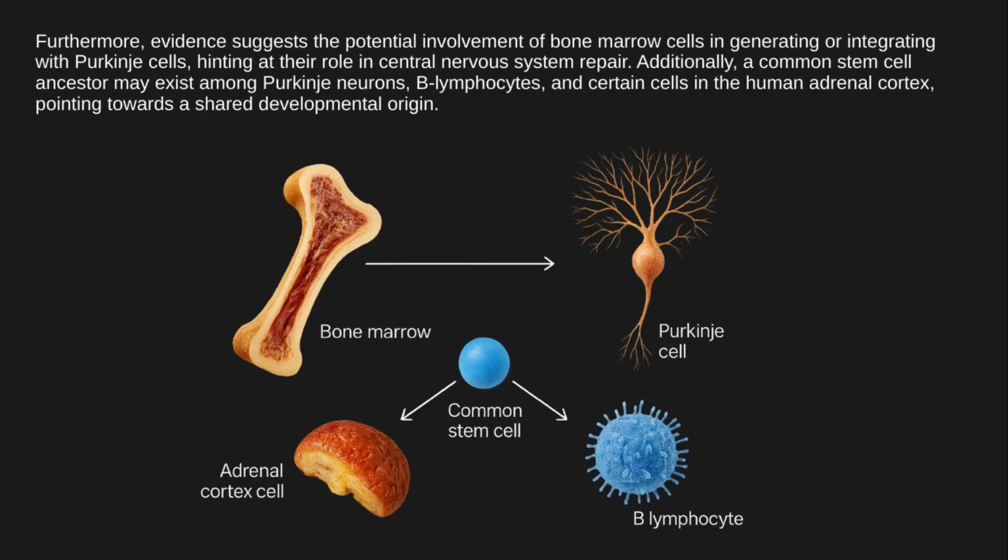Furthermore, evidence suggests the potential involvement of bone marrow cells in generating or integrating with Purkinje cells, hinting at their role in central nervous system repair. Additionally, a common stem cell ancestor may exist among Purkinje neurons, B lymphocytes, and certain cells in the human adrenal cortex, pointing towards a shared developmental origin.